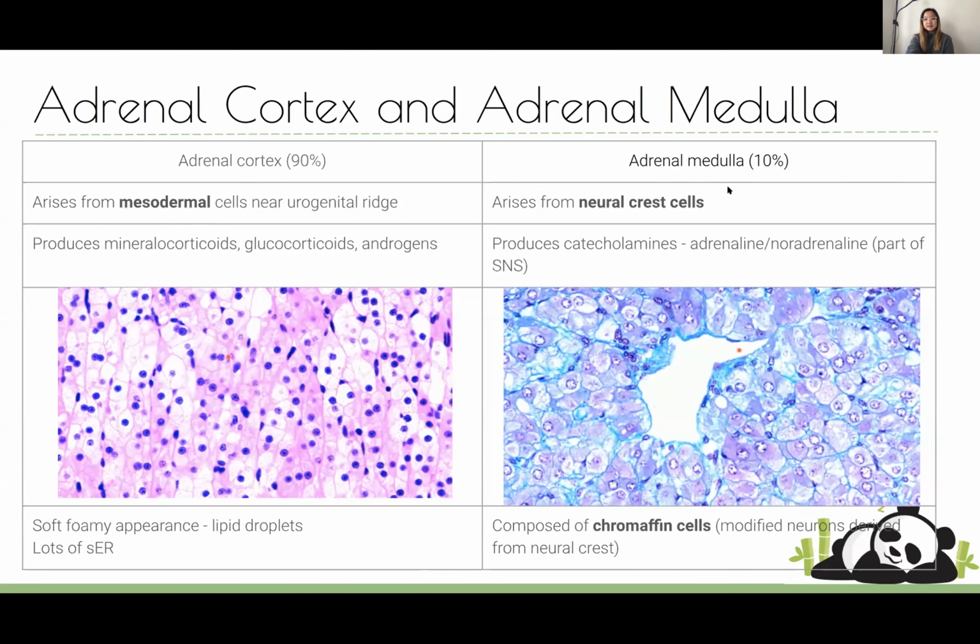Your adrenal medulla arises from neural crest cells, so it's more neural tissue. They produce catecholamines, your adrenaline and noradrenaline, which are part of your SNS, and they're composed of chromaffin cells. So yeah, modified neurons, essentially. And they look like that.